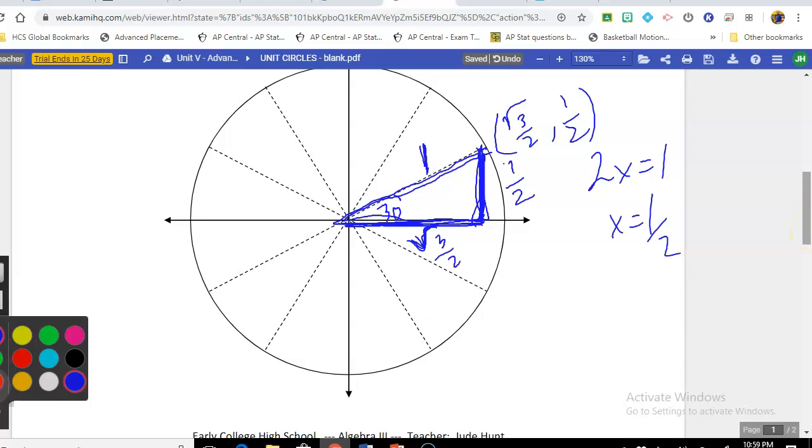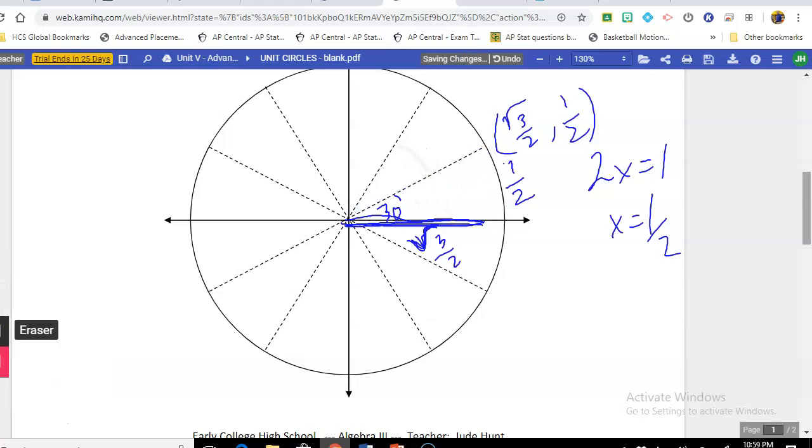If I take that same example and I look at it like this, and let me clear that triangle out.